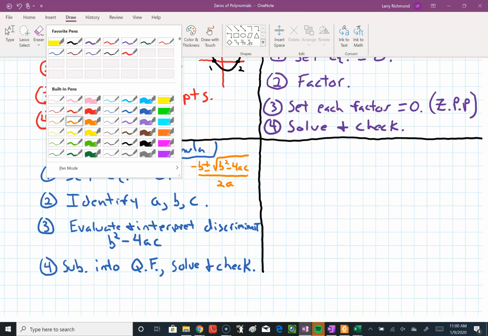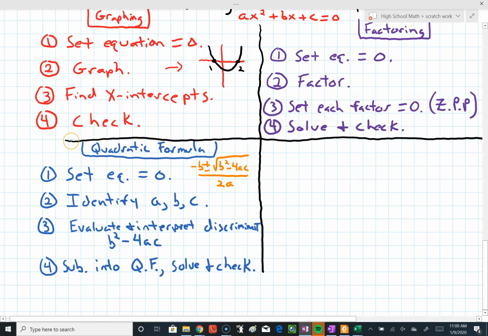Color? Green it is. Light green, dark green. I think you said light green.